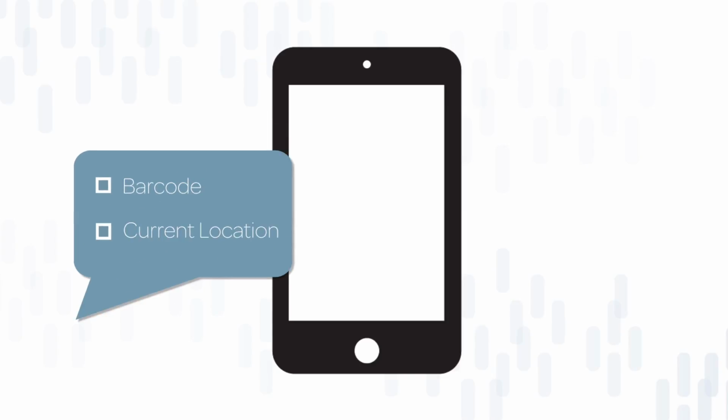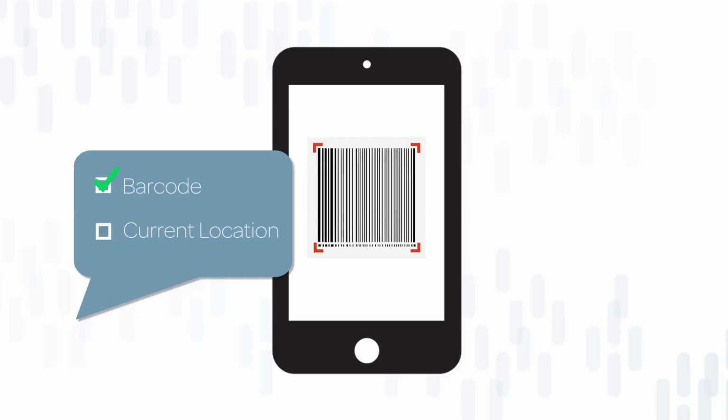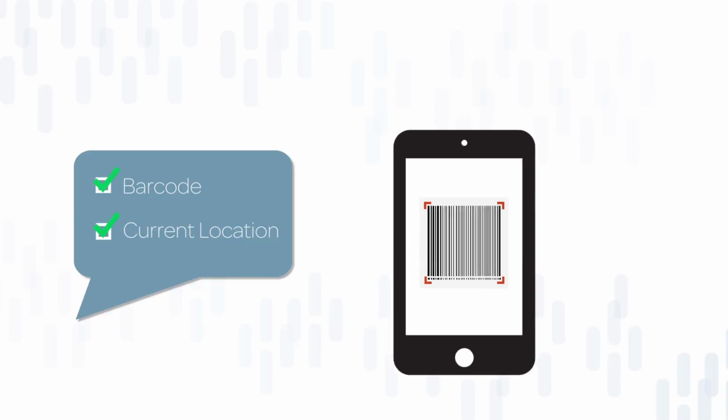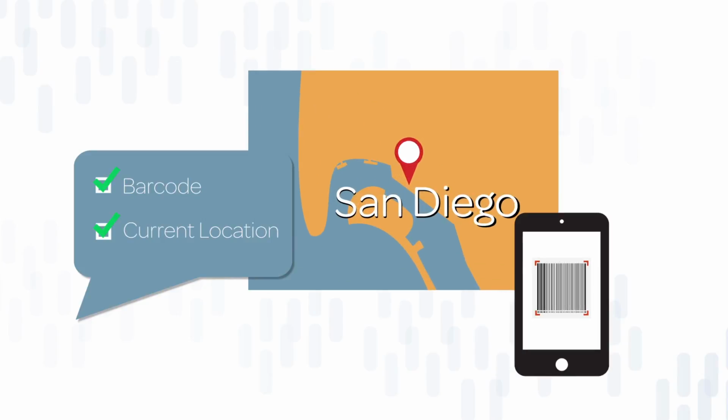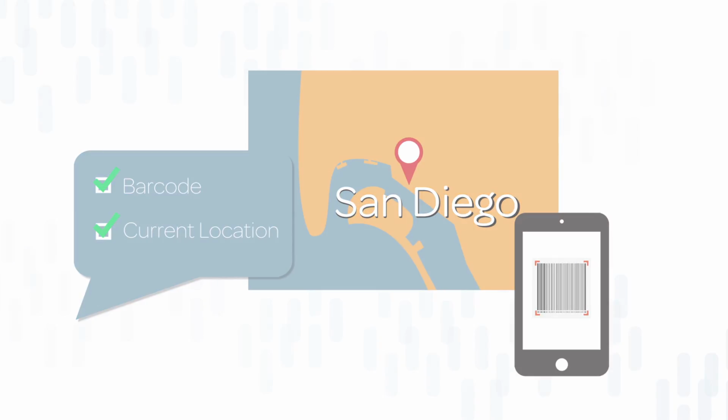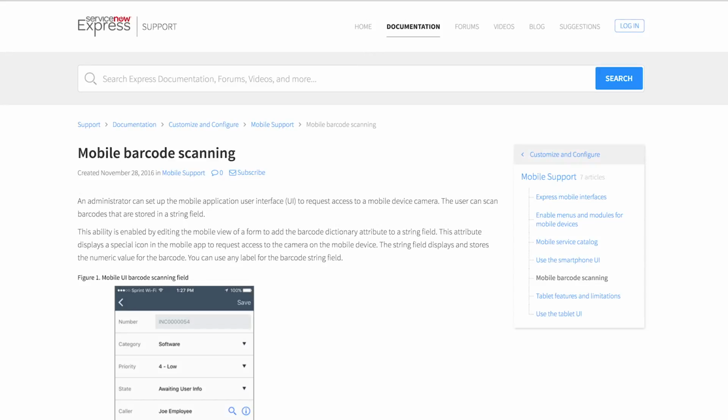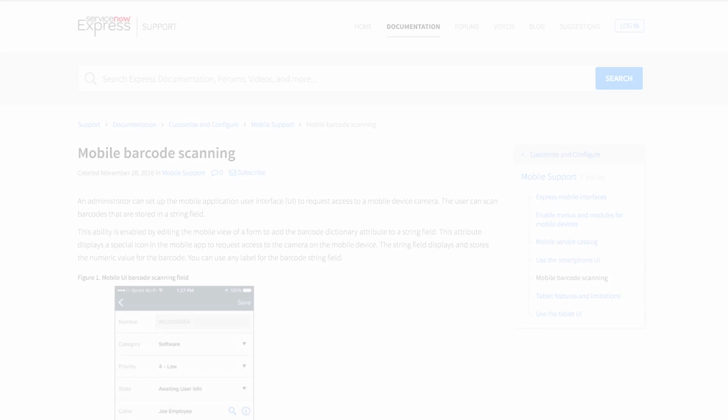Here's another example. You can use attributes when setting up barcode scanning on a mobile device. The barcode and current location attributes are string fields that you define in the Express mobile application to enable this functionality. Setting barcode to true allows the mobile application to access the mobile device camera to scan and process a barcode. Setting current location to true allows Express to access the GPS location of the mobile device. For more details about setting up mobile barcode scanning, see the Help topic on the ServiceNow Express support site.